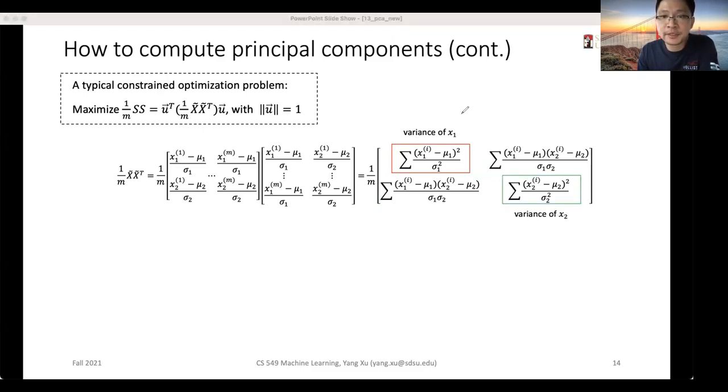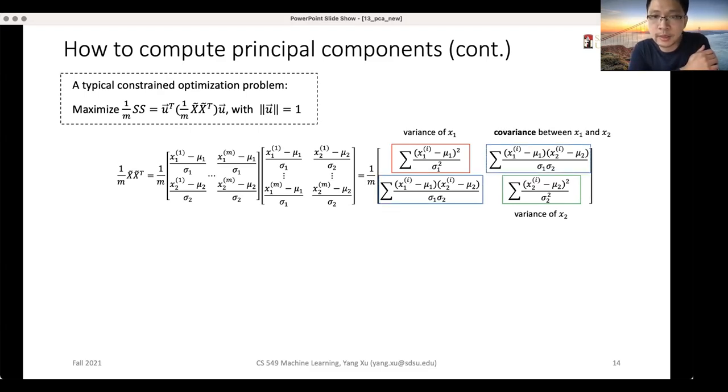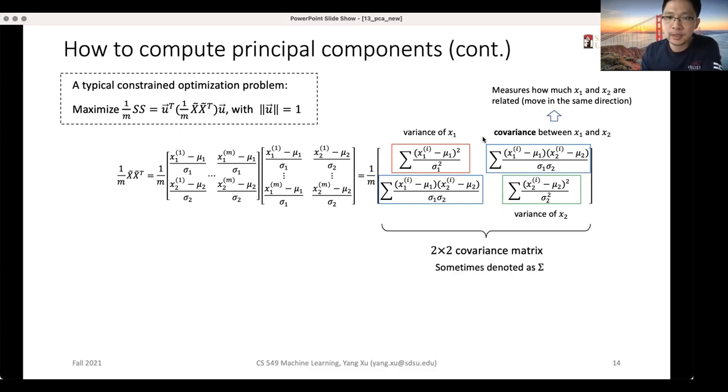Along the diagonal regions, we have the variance of x1 and the variance of x2, which is a statistical quantity we are familiar with. And for the other two regions, they are the covariance between the two variables. Covariance basically measures how x2 changes with x1, how x2 will co-change with x1. That is the statistical meaning of those different regions within the matrix multiplication result.